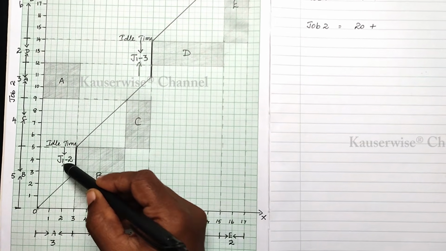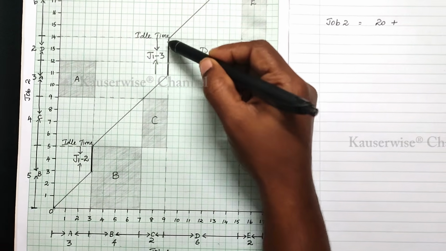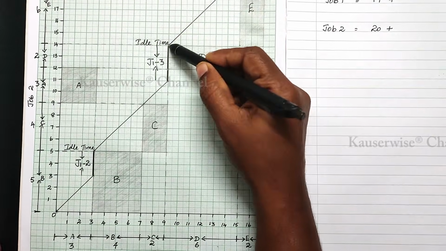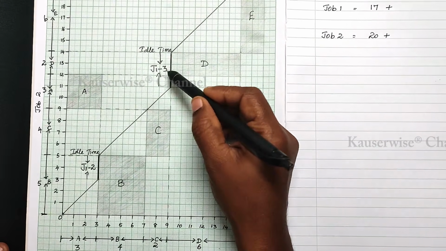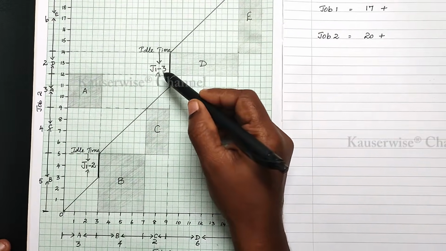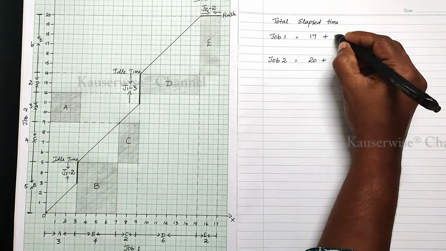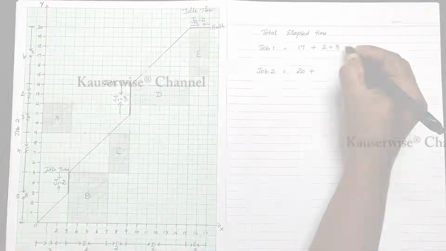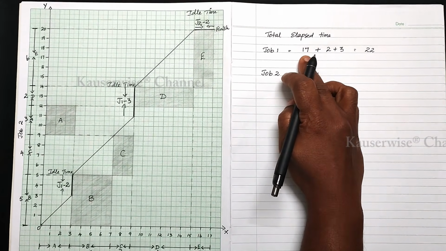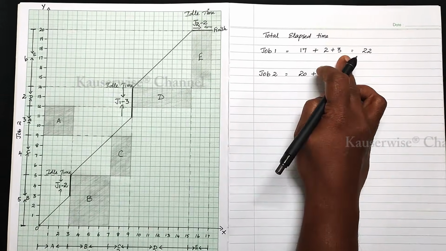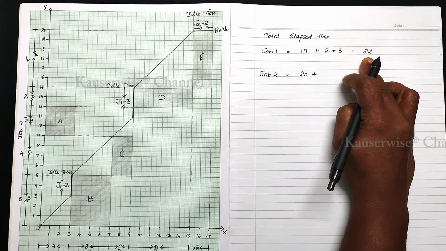So idle time for job 1 is 2 hours, plus here we have from this point to this point, the duration is 3 hours. So 2 plus 3, 5. That is the idle time for job 1. So we can add here 2 plus 3. So this is the total elapsed time for job 1: actual completion time plus idle time. Total 22 hours elapsed time.